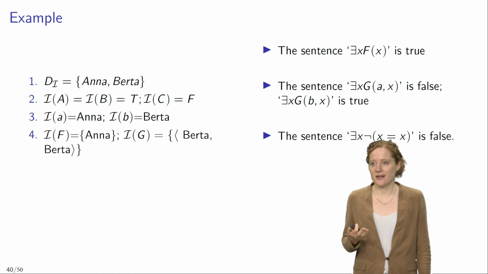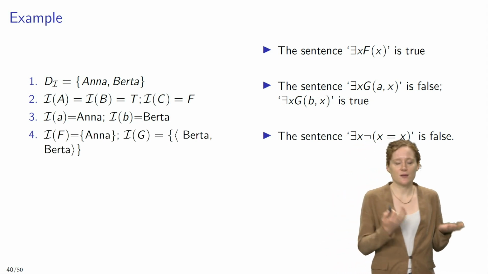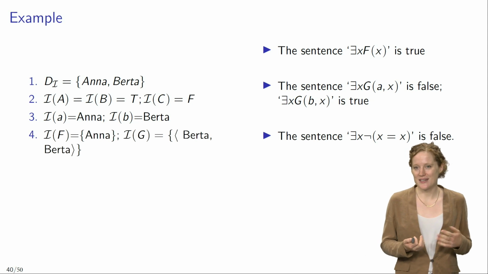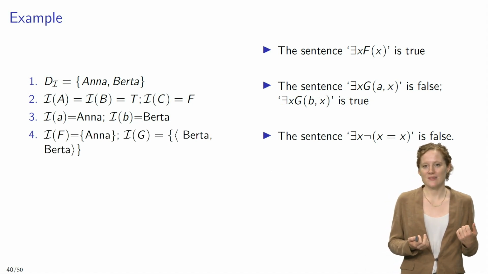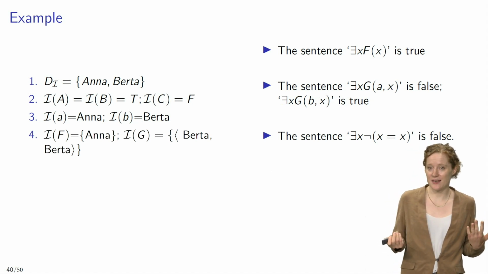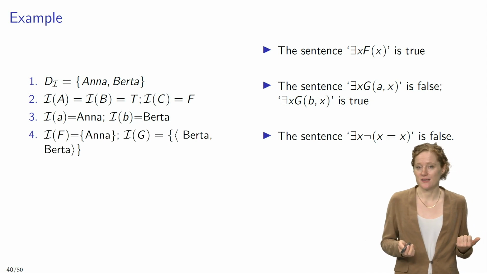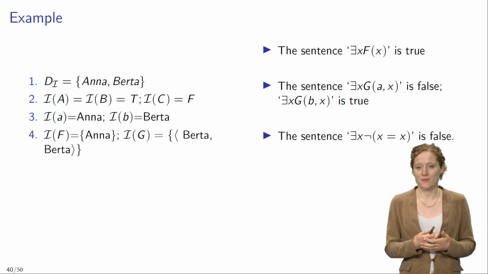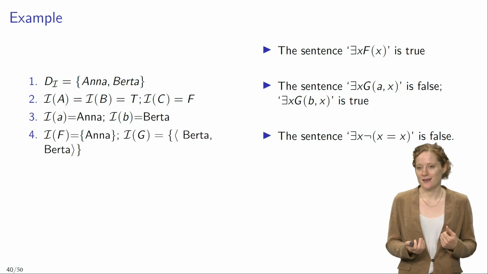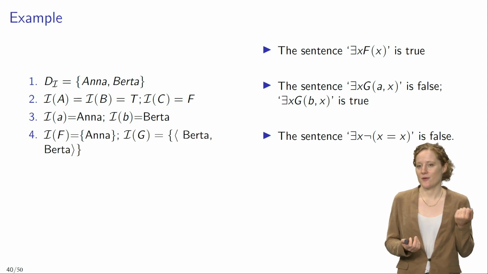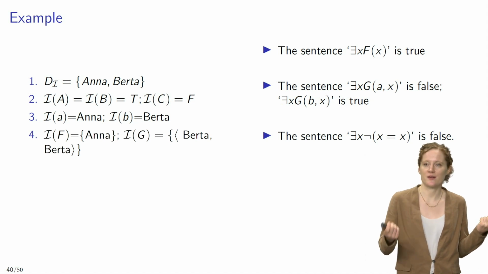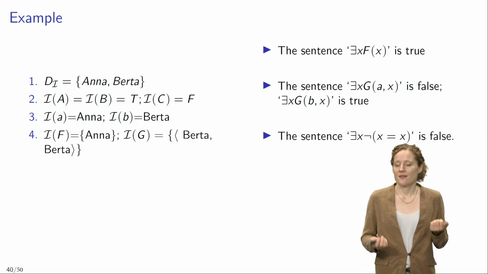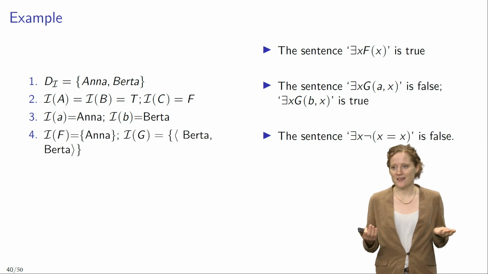So let's just look at a couple examples. So here we have our toy interpretation again. Our domain includes two objects, Anna and Berta. We use the name A to refer to Anna and the name B to refer to Berta. And then the interpretation of F includes only Anna, and the interpretation of the predicate G includes the ordered pair that has Berta as first member and Berta as second member. Now, on this interpretation, the sentence there is an x, Fx, is true.